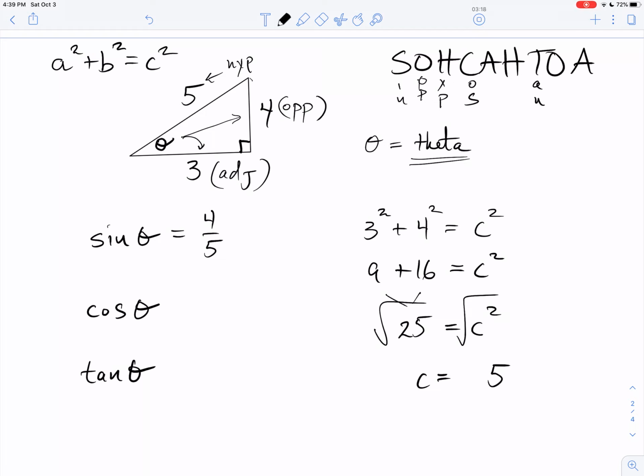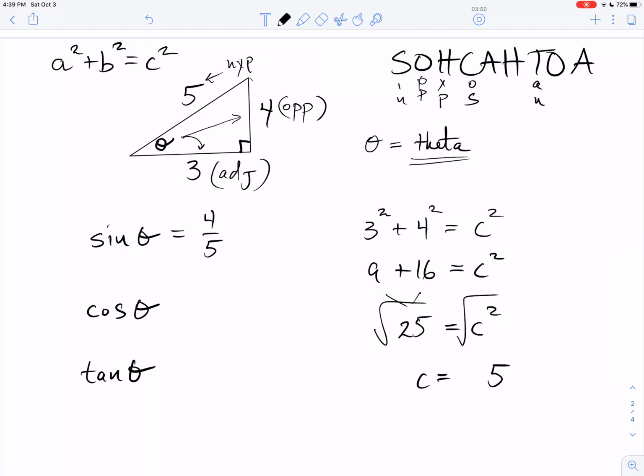4/5. Now, I got news for you. Please don't write 0.8. Now that we are all doing trig, decimal answers are only acceptable very, very rarely. And when they are, I will alert you to that. But we don't write any decimal answers. It's either fractions, whole numbers, or radicals. So sine of theta is 4/5. End of story.